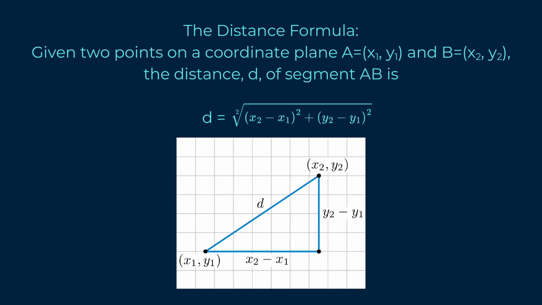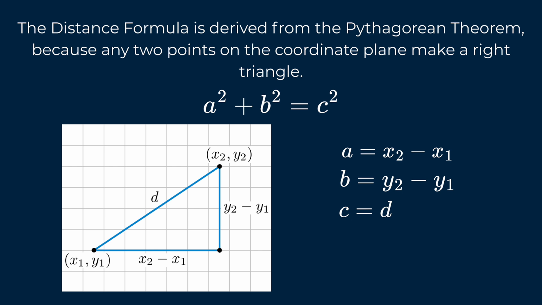So we use the distance formula to calculate distance, and this might seem like a lot at first, but it'll be fine because really this is just another way to say the Pythagorean theorem. The Pythagorean theorem is a squared plus b squared equals c squared, and since any 2 points on the coordinate plane make a right triangle, the Pythagorean theorem applies.